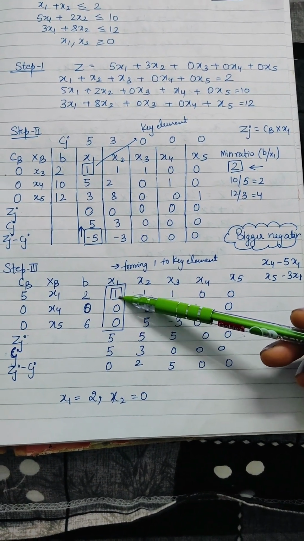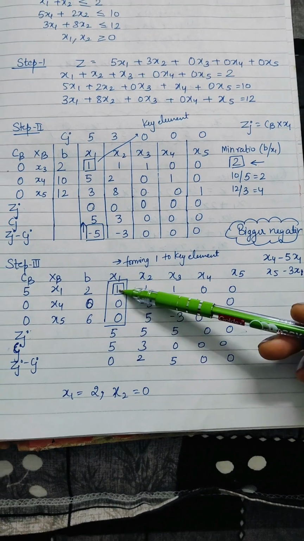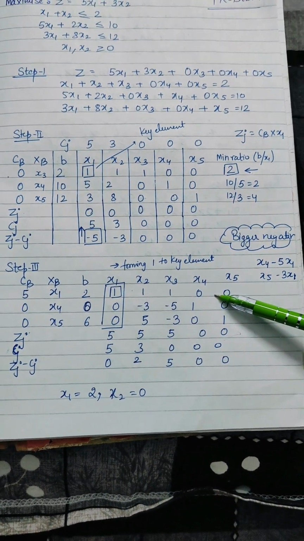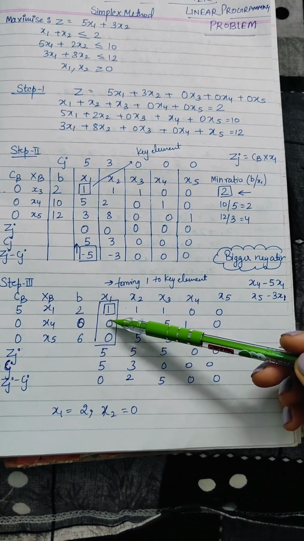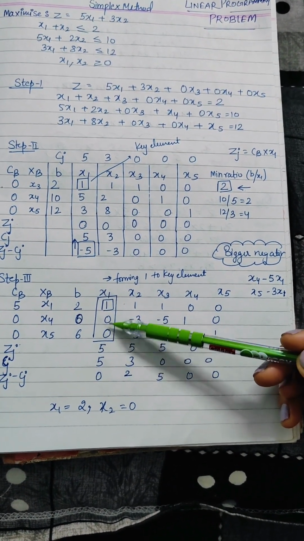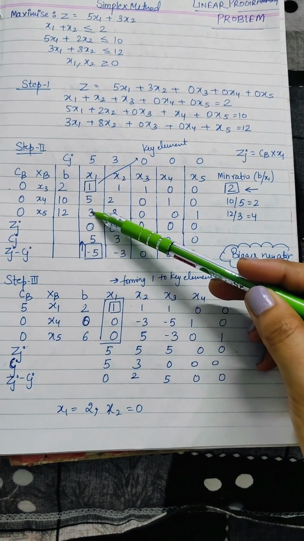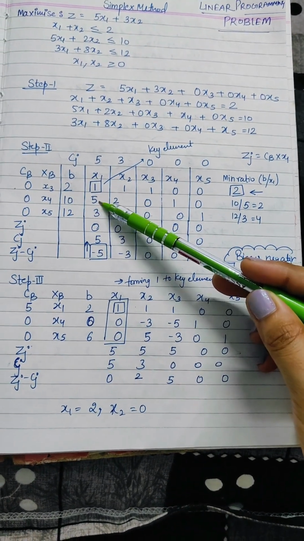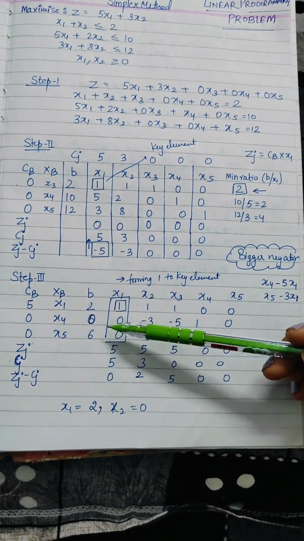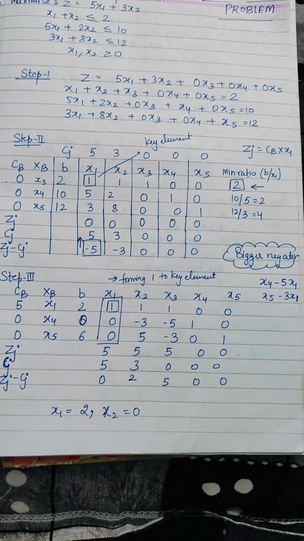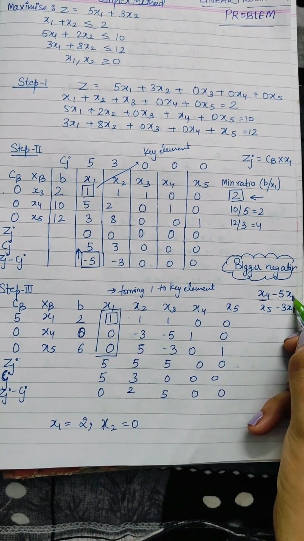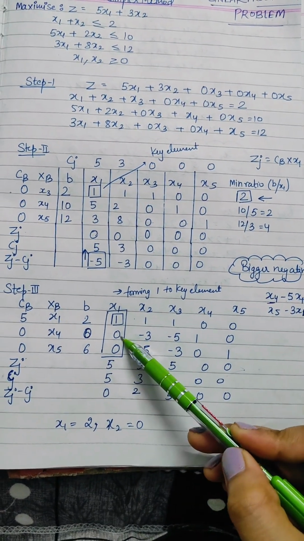We wanted to make it 1, it is already 1, so we do not need to do anything further. So we wrote the x1 row as it is. Okay, next, apart from the key element, the rest of the elements we have to convert into 0. To convert into 0, the concept will be x4 minus 5x1, and then this number will be 0.